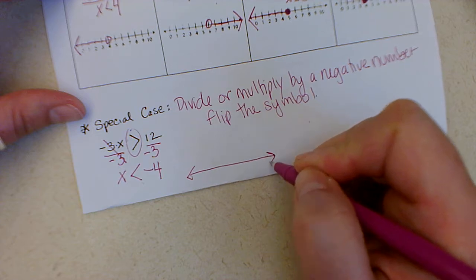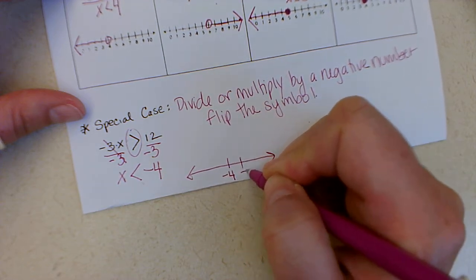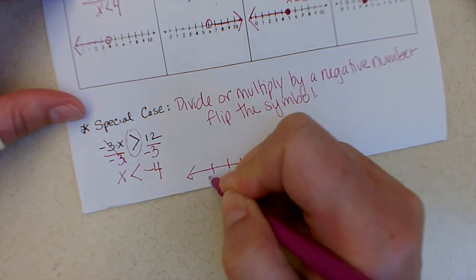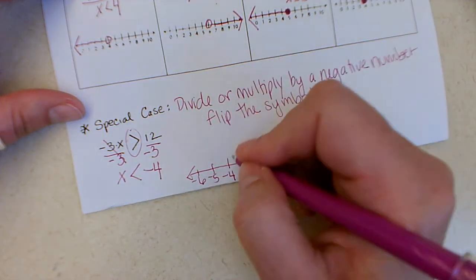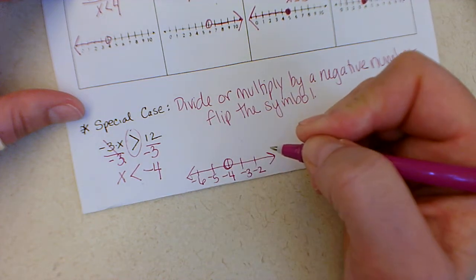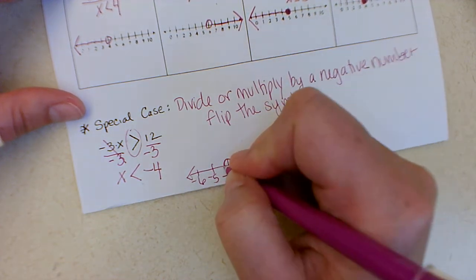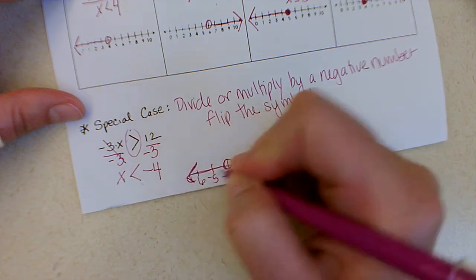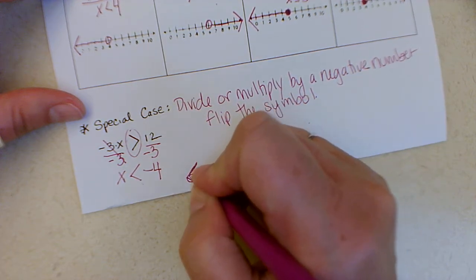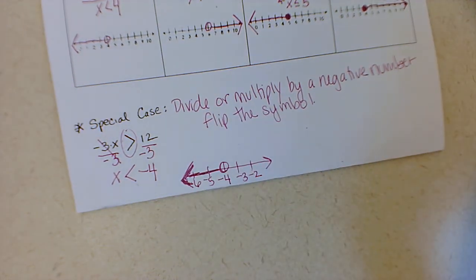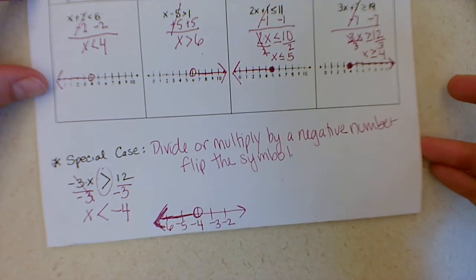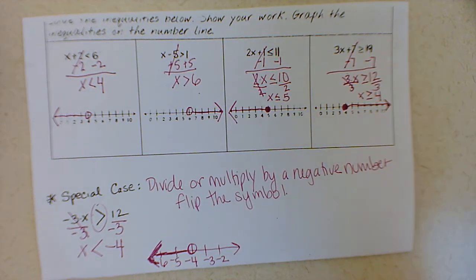So now what I would do is graph it. Here's negative 4, negative 3, negative 2, negative 5, negative 6. There's my number line. It's less than, so it's an open circle on negative 4. X is less than negative 4, so all of the numbers less than negative 4 are going to go this way, negative 5, negative 6, and so we're going to go that way. So there's our special case. When we divide or multiply by a negative number, you flip the inequality symbol. You can also say reverse the inequality symbol.